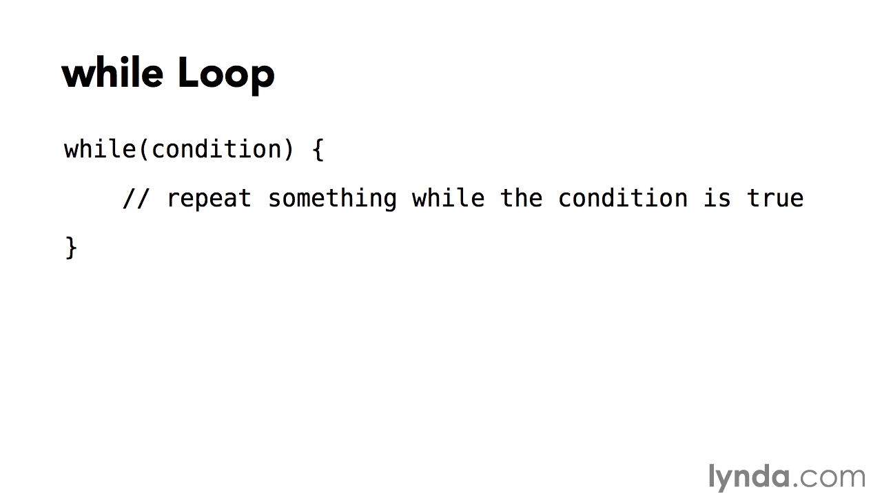It consists of the keyword while followed by a condition in parentheses and a block of code in curly braces. As long as the condition remains true, the code inside the curly braces is repeated. The loop comes to an end when the condition is no longer true. So let's see that in action.